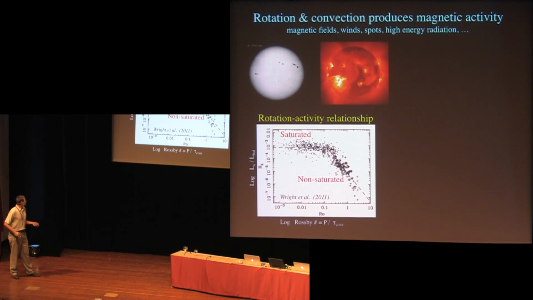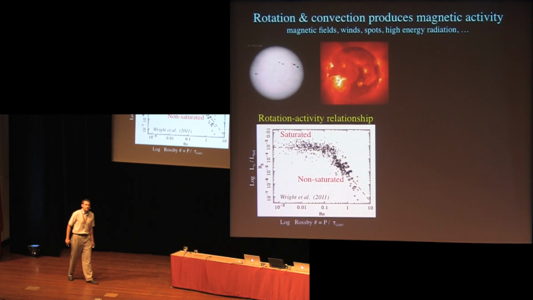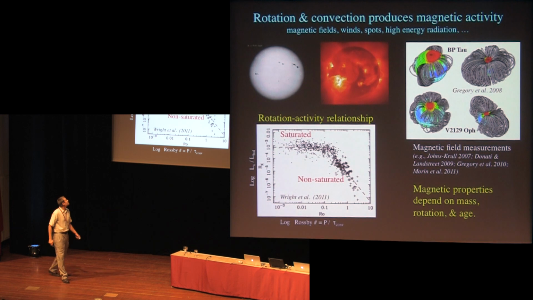But what you see is the slowly rotating stars, which are the ones on the right here, have a magnetic activity that is correlated with the rotation rate of the star. This is what we call the non-saturated regime. But for the fast rotators, you see the magnetic activity no longer depends on the rotation rate. And here, this is referred to as the saturated regime of magnetic activity. It's a very clear relationship.